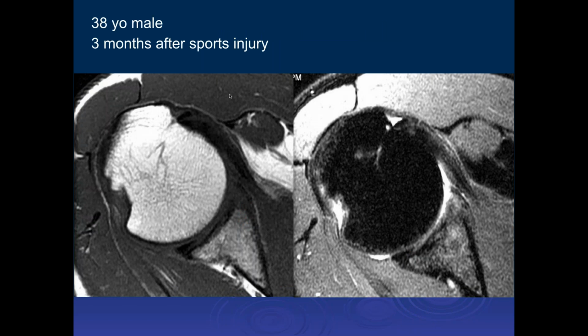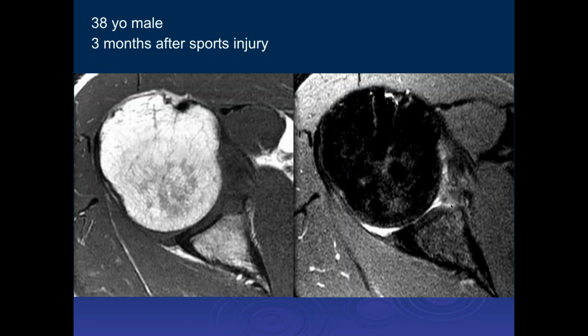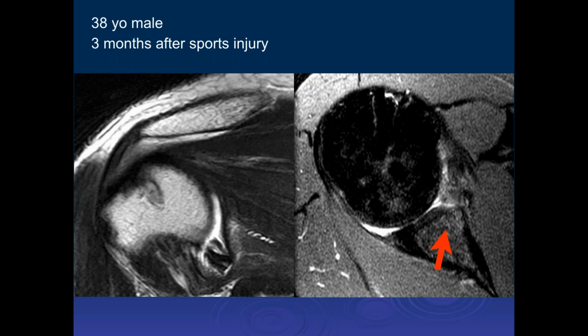Here's another case of sports medicine injury. Again, this is a little bit more of a chronic Hill-Sachs impaction injury. Then we can see a lot of irregularity of the anterior inferior glenoid here, as well as a tear of the anterior labrum. So there's a Hill-Sachs, and here we can see the fracture of the anterior inferior glenoid. So that would be a bony Bankart lesion.